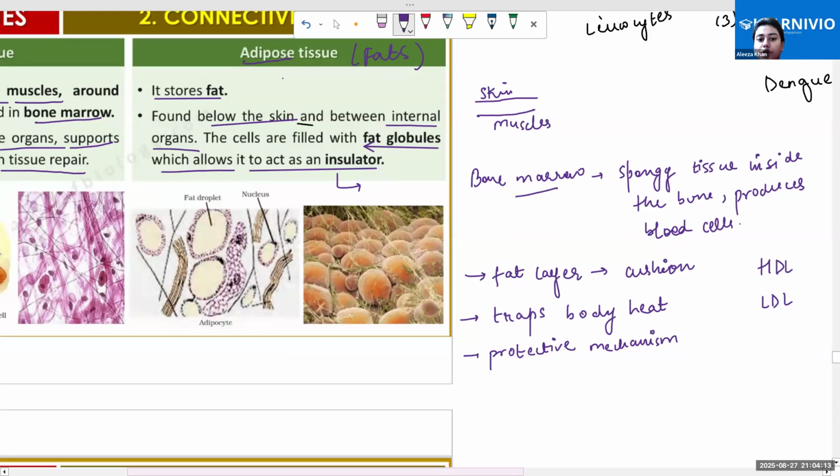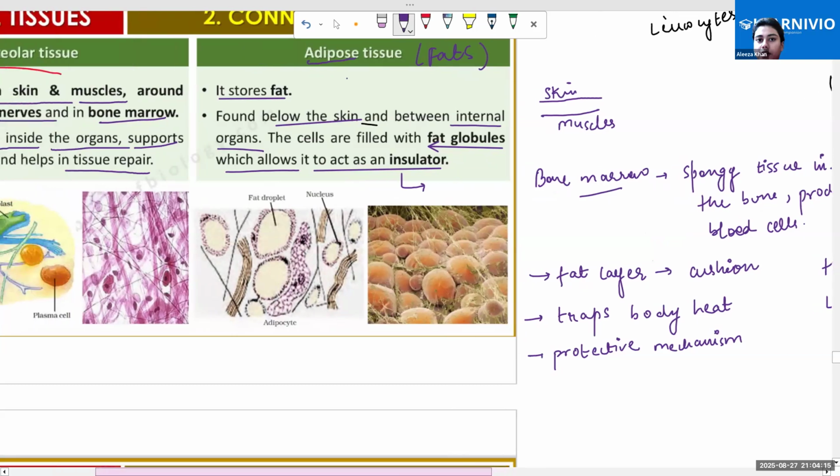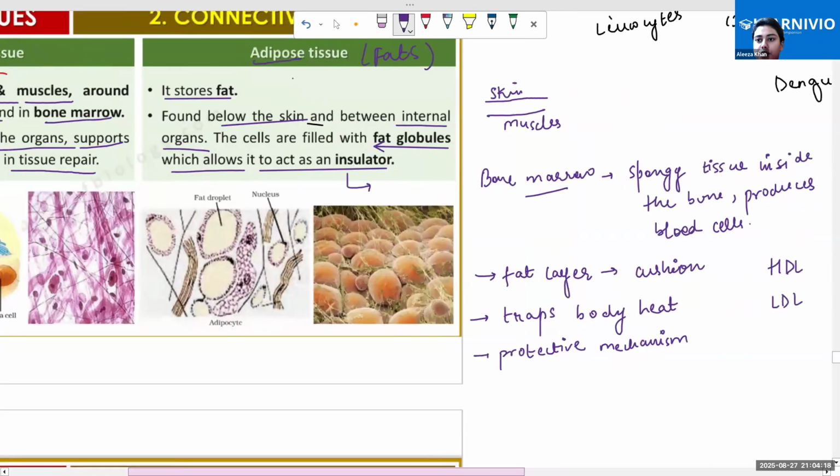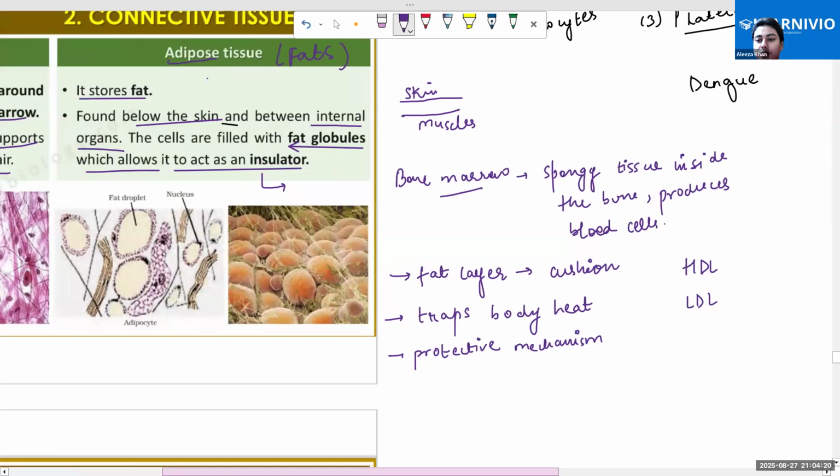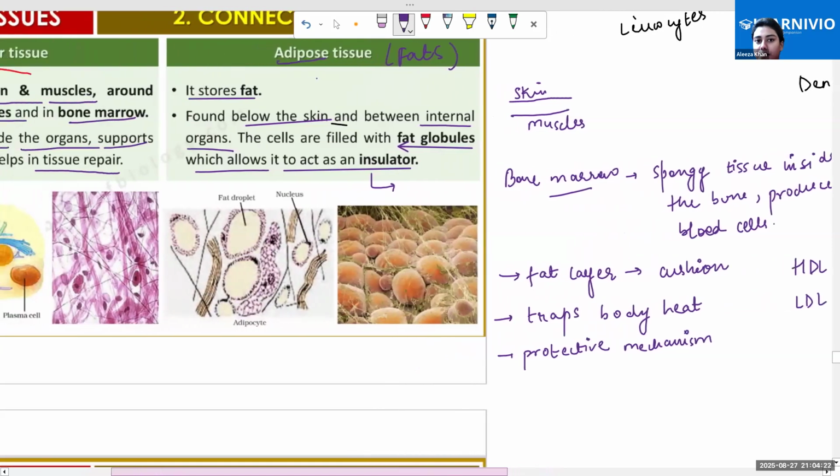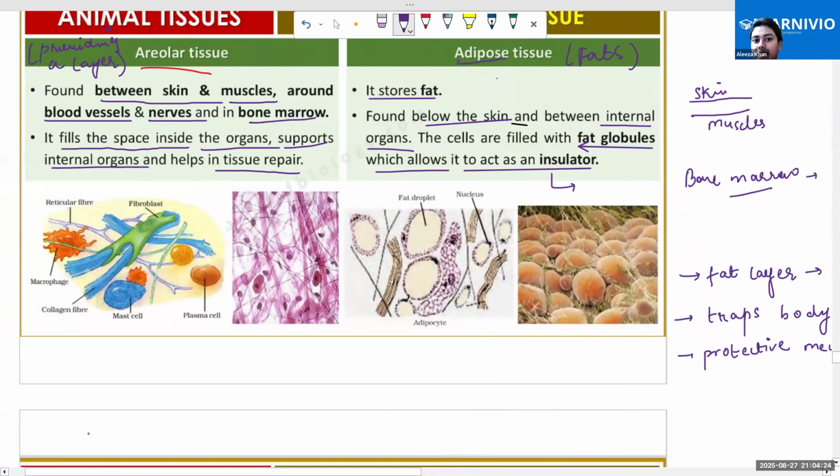I want you to write these points for the areolar and adipose tissue, and please write about the bone marrow also and why the fat layer is important. Once you write the parts at the left side, please let me know so that I can move it to the right side.